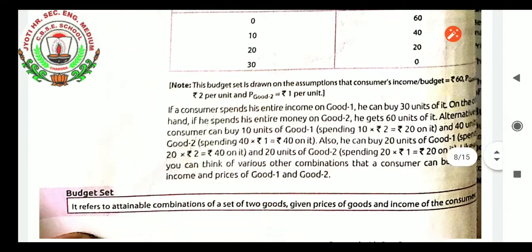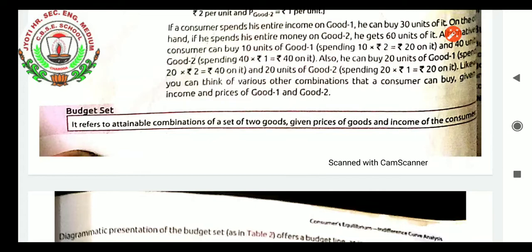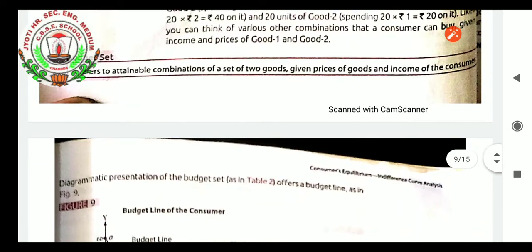Now the next thing is the budget set. In a single line, if it comes in the exam, what will you write? Budget set, students, what will you write? It refers to the attainable combinations of a set of 2 goods, given the prices of the goods and the income of the consumer.